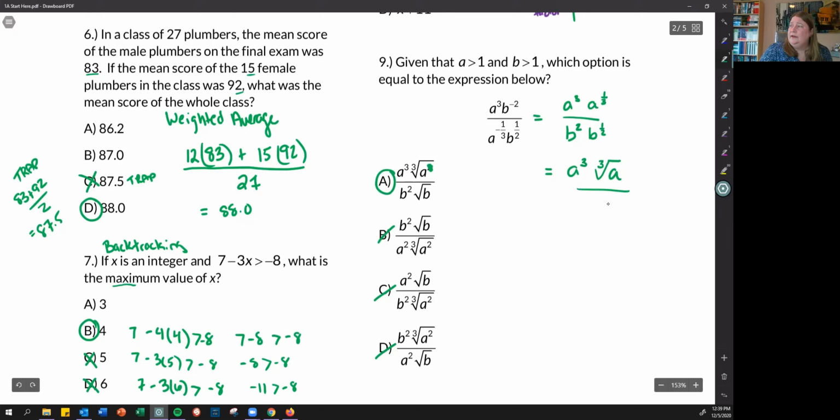And then b squared will stay where it is, but b to the 1/2. If the denominator is 2, you have a square root and you don't even have to write an index. If nothing is written there, you assume it's a square root. And you can see that's a perfect match now that I fixed my typo. That's a perfect match for option A.